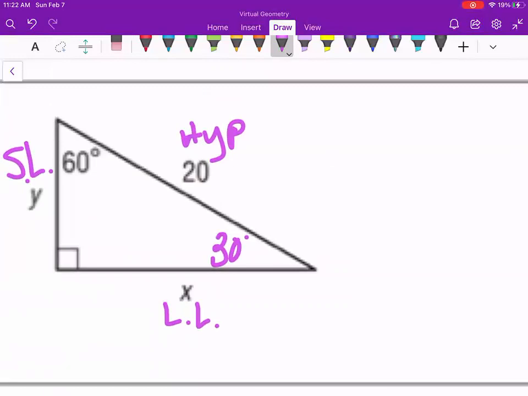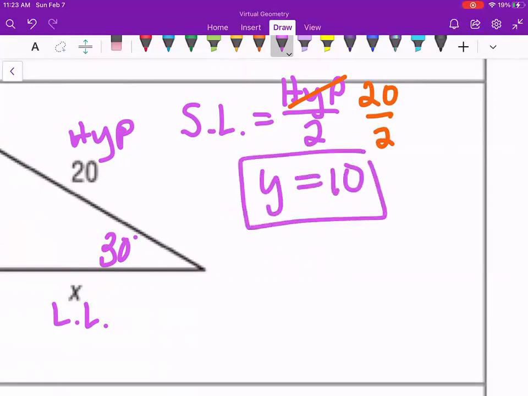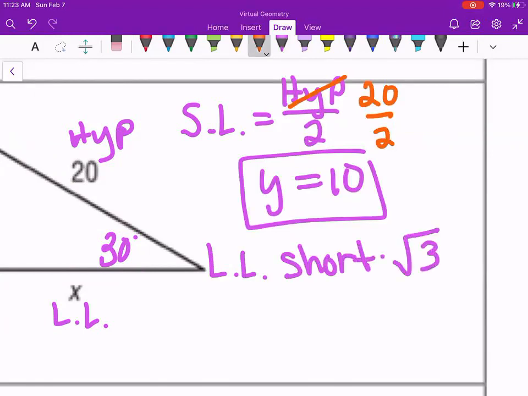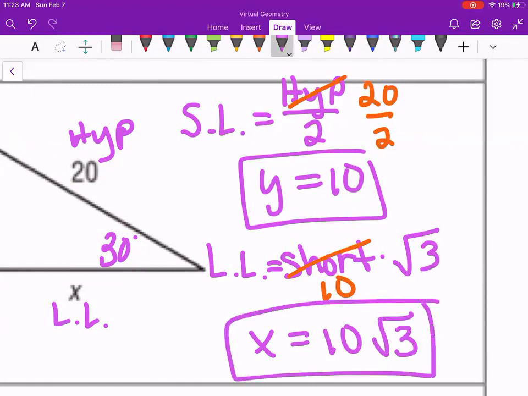So they've given us the hypotenuse. Short leg is equal to your hypotenuse divided by 2. So if my hypotenuse is 20, I'm going to divide that by 2. And my y is equal to 10. I have to use that 10 to get to the long leg, because our long leg formula says it is your short times square root 3. And again, my short is a 10. So x equals 10 square root 3. And that's it. Again, we're not taking either of these to the decimal.